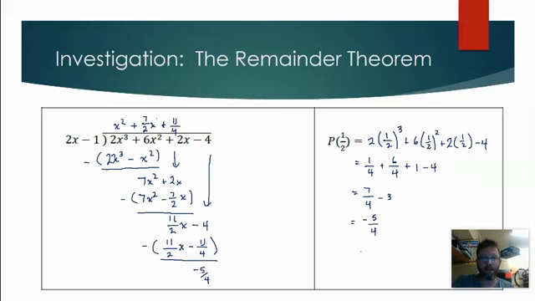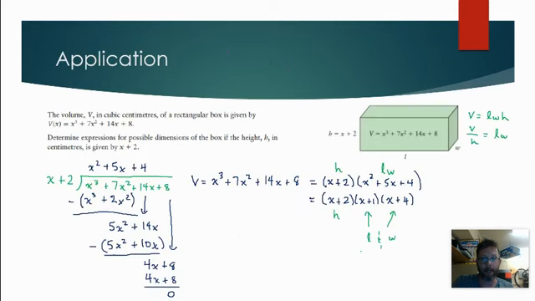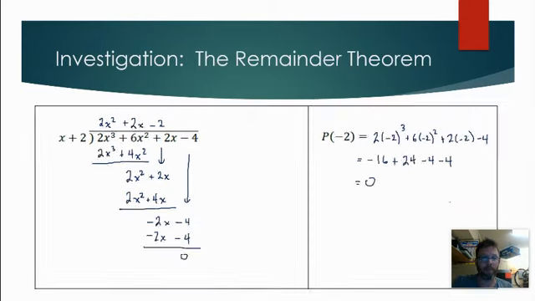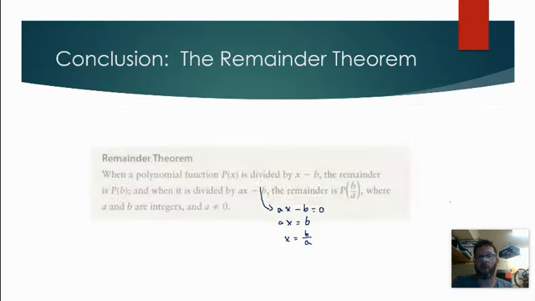And we essentially did this in our application question. We took that cubic polynomial, x cubed plus 7x squared plus 14x plus 8, and we factored it into x plus 2, x plus 1, x plus 4. So pretty exciting stuff. That's where we're going. That's what we're going for.